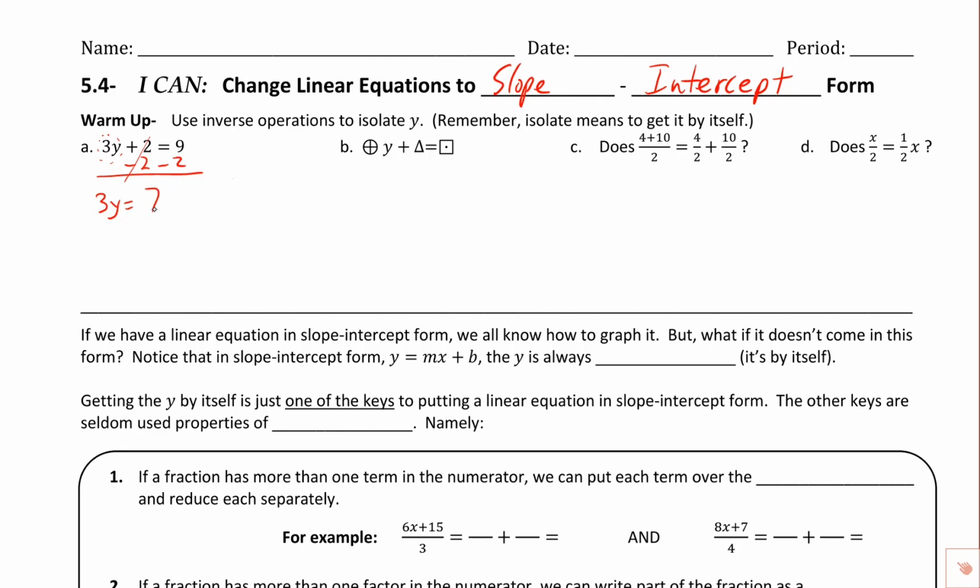We're going to finish off getting the y by itself, isolating that by getting rid of this multiplication by 3. Remember, that's implied multiplication there. So we're going to divide both sides by 3. So we end up with y equals 7/3. So I'm going to go ahead and circle that.